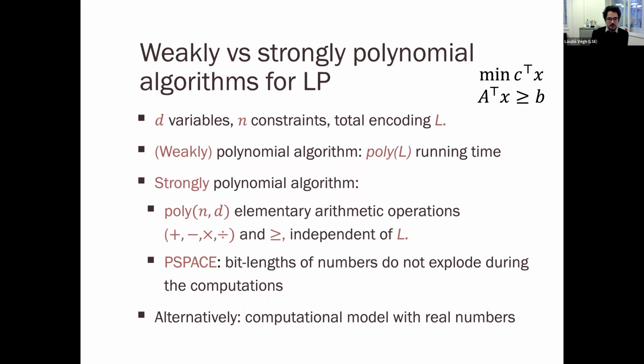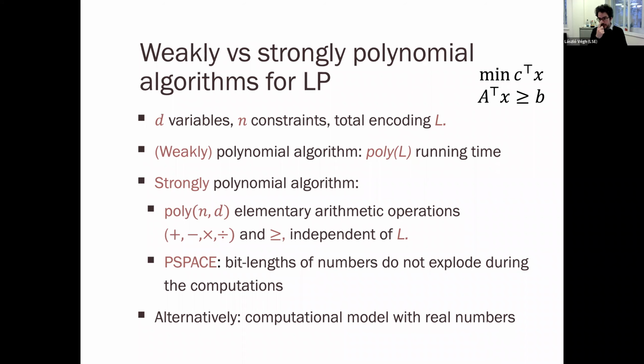And yeah, so let me say a few words about weakly versus strongly polynomial algorithms. I already told you the standard Turing notion of polynomial time algorithm for linear programming. This would be polynomial in L, but in this context we call this weakly polynomial algorithms. And we contrast this to strongly polynomial algorithms. In a strongly polynomial algorithm, we would want to make the running time independent of the encoding size and just make it dependent on the dimension of the problem, how many variables and how many constraints we have.